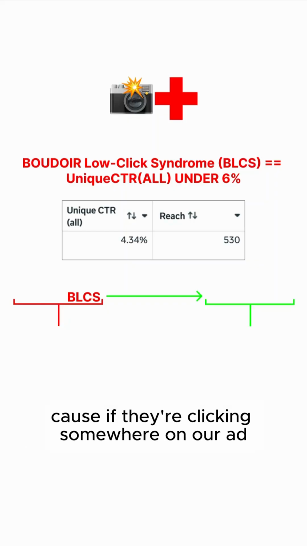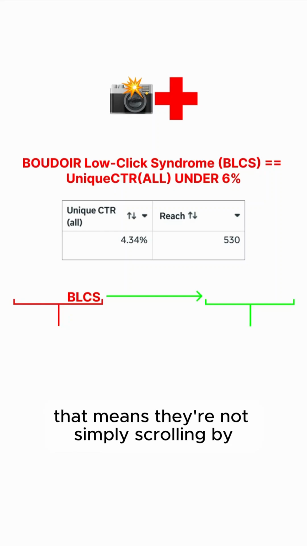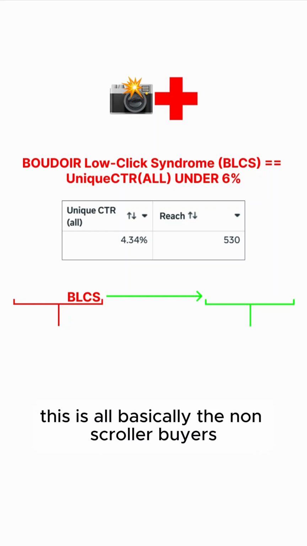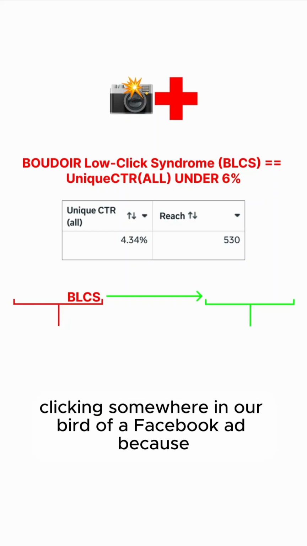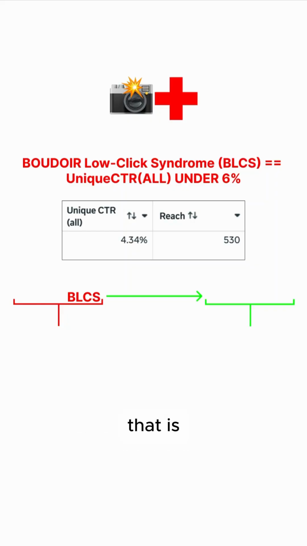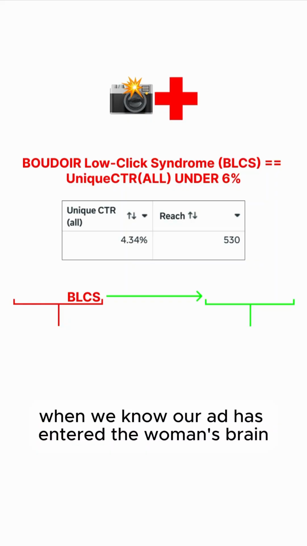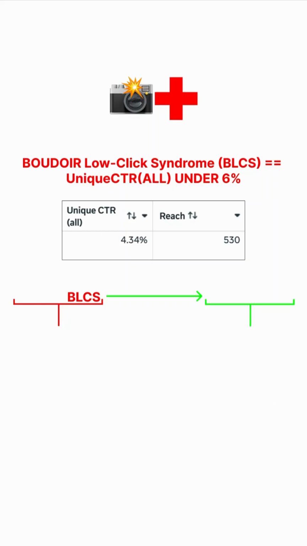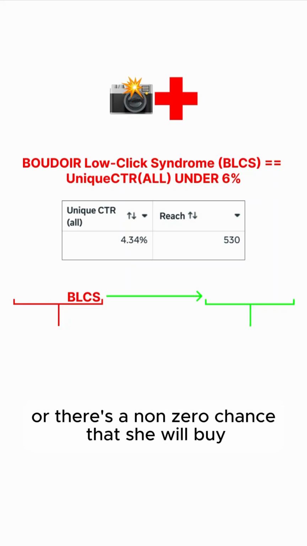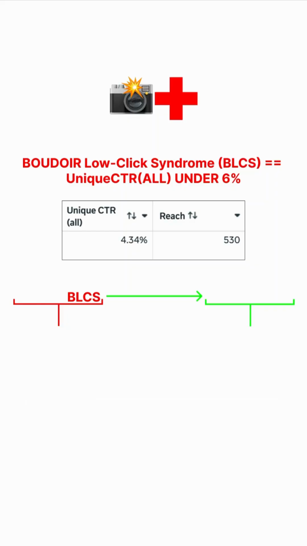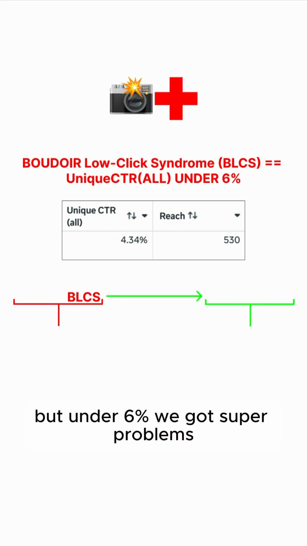And we care about this because if they're clicking somewhere on our ad, that means they're not simply scrolling by. This is all basically the non-scroller buyers. And we want to maximize the number of women clicking somewhere on our boudoir Facebook ad because that is when we know our ad has entered the woman's brain, and we know that is the only possible time she will buy, or there's a non-zero chance that she will buy. So we actually gotta get this number as high as possible, but under 6%, we got super problems.